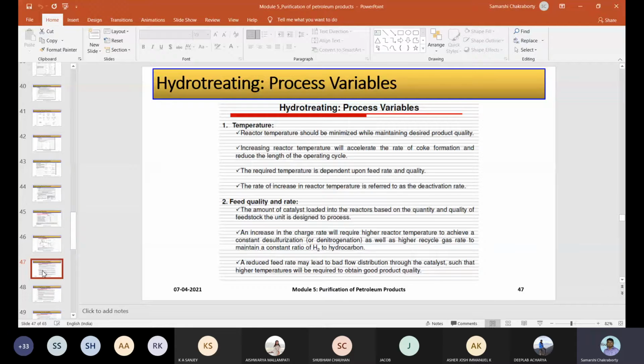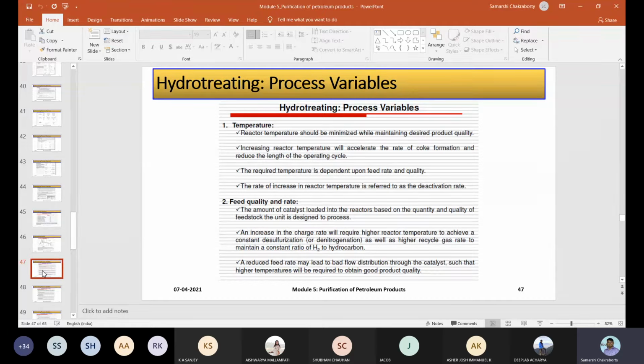So there are several process variables that might influence the hydrotreating operation. Number one process variable would definitely be your temperature. The reactor temperature should be minimized while maintaining the desired product quality. Increasing the reactor temperature will accelerate the rate of coke formation and reduce the length of the operating cycle.